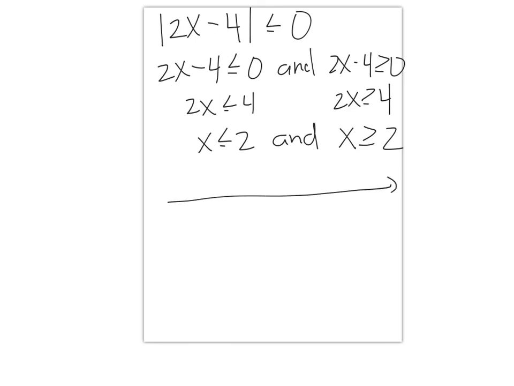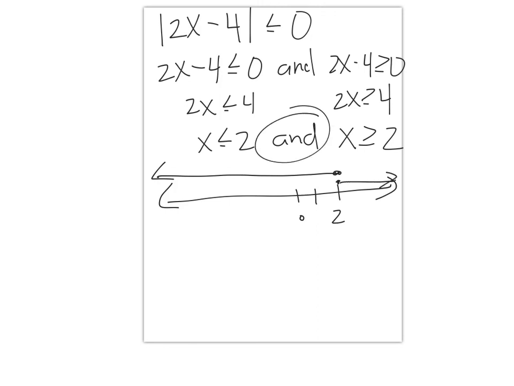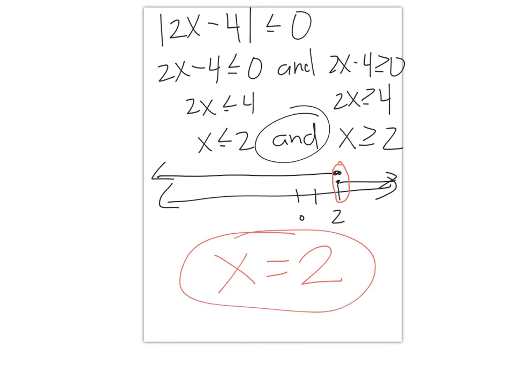When I graph that, let's say I've got 0 here and 1, 2 here, I would have less than or equal to 2, and then greater than or equal to 2. And remember, since this is an and, they need to overlap, and the only place they overlap is right at 2. So the solution, I can't remember which one this is on the homework, but there is one like this. The solution is just that x equals 2, because that's the only place that they overlap.